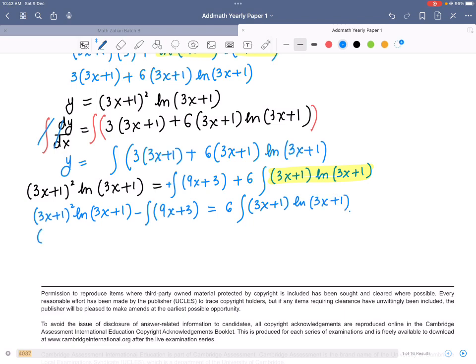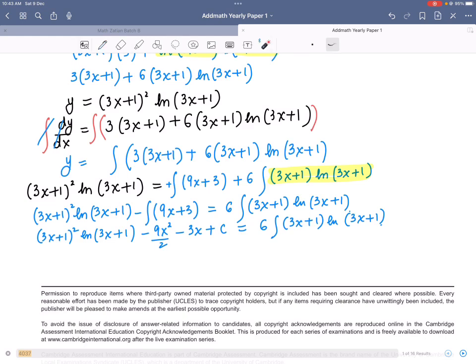Now we can integrate it. It will be 3x plus 1 whole square ln of 3x plus 1 minus the integral of 9x, which is 9x square divided by 2, minus the integral of 3, which is 3x, plus c, is equal to 6 times the integral of 3x plus 1 ln of 3x plus 1. And lastly, I need to shift that 6 to the left side. So I need to divide both sides by 6.